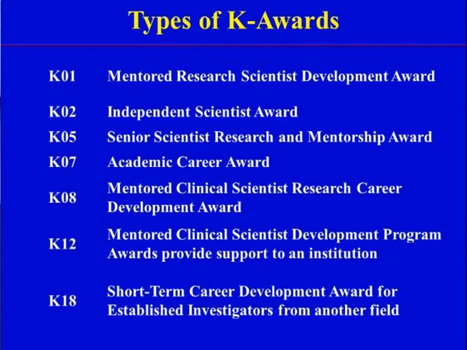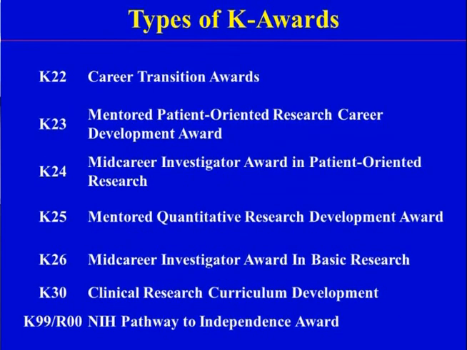There are different types of K awards. I was actually impressed that there are something like 15 different types of K, and you don't need to know all of them. Some that are commonly used, first is K01, which is the Mentored Research Scientist Development Award. More basic science oriented. K08 is more clinical science oriented. K23 is the Patient Oriented Research Career Development Award. K24 is for more senior people, associate professor level people who already had a K. Now they have moved from being independent investigators to independent mentors.